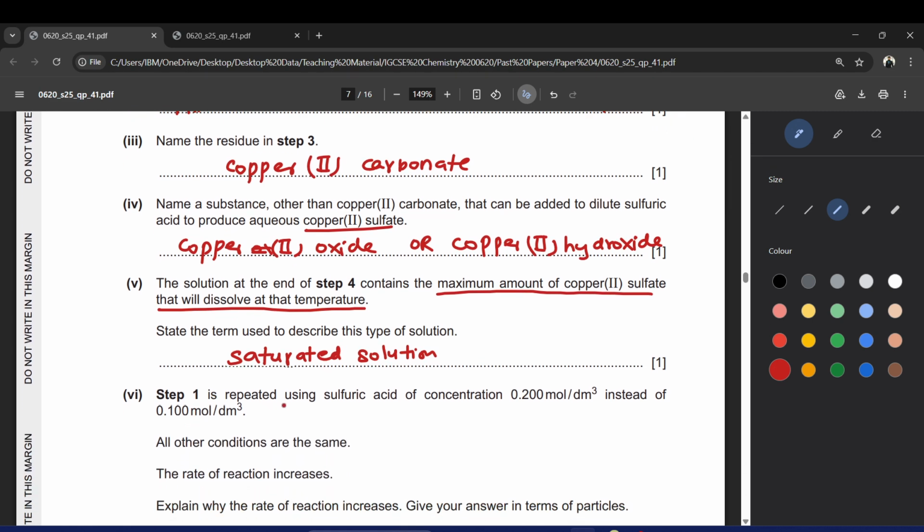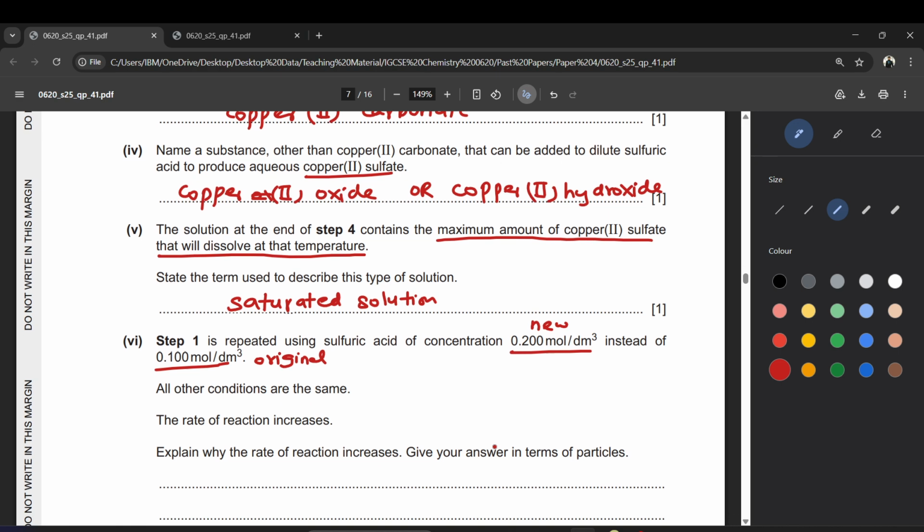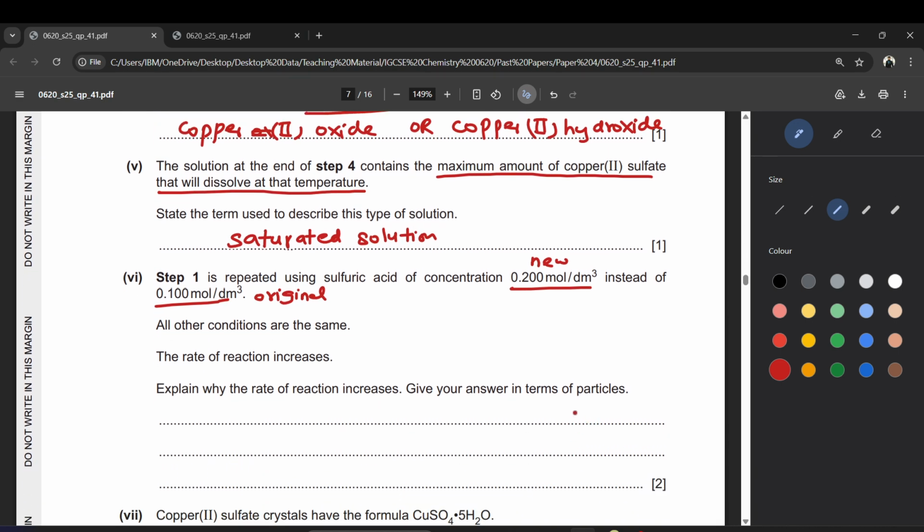Step 1 is repeated using sulfuric acid of concentration 0.2 mole per cubic decimeter instead of this. So this was the original and this is the new, right? All other conditions are the same. So basically what we have done is we have increased the concentration. It says the rate of reaction increases. Explain why the rate of reaction increases. Give your answer in terms of particles.